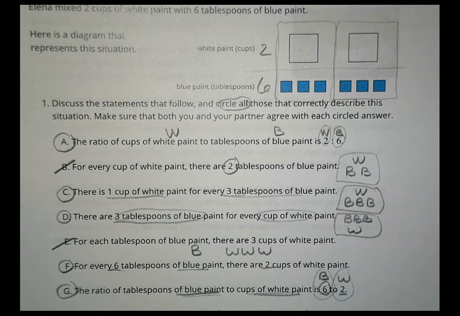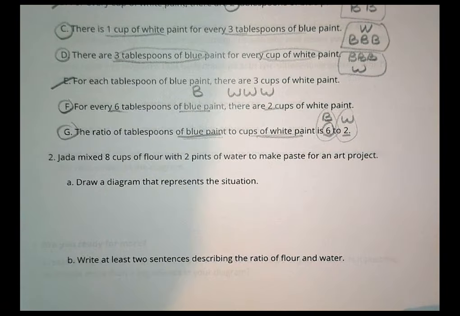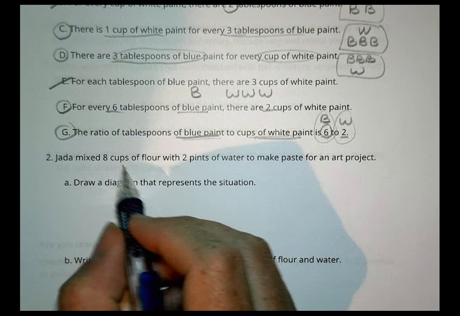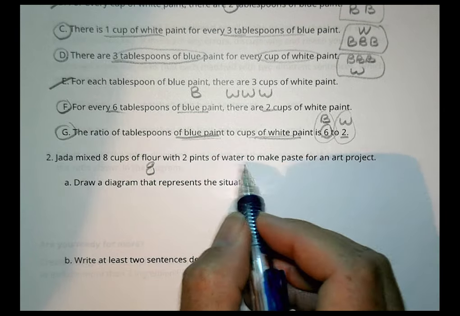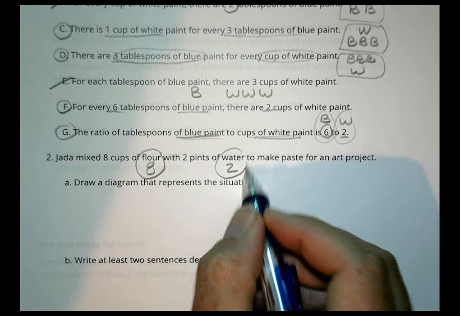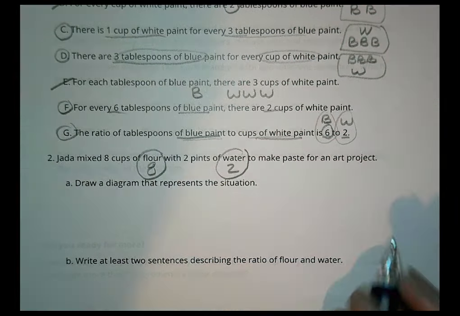All right, let's look at the second one. It says Jada mixed 8 cups of flour with 2 pints of water to make paste for an art project. So flour has 8 and water has 2. Flour 8, water 2. Draw a diagram that represents this situation.